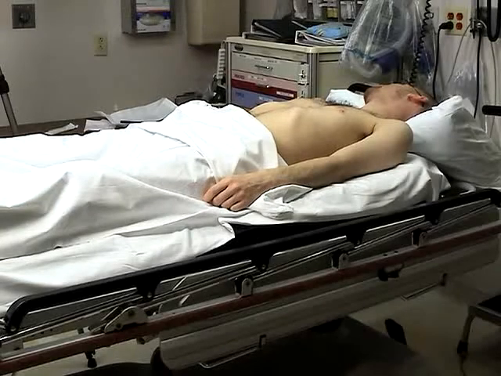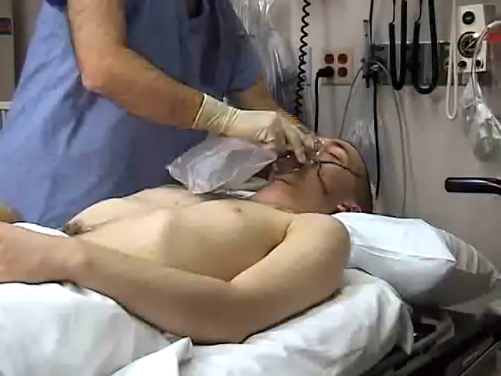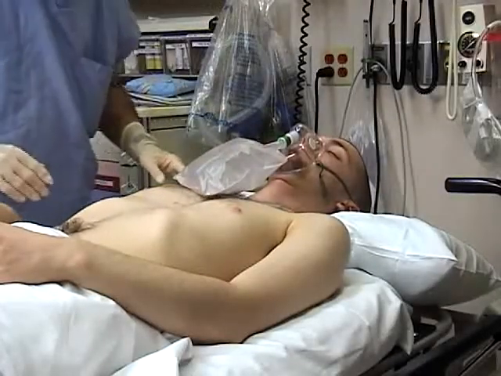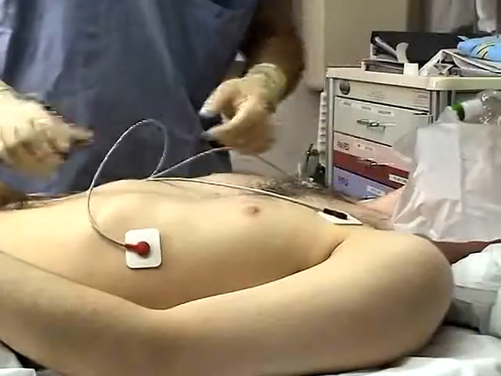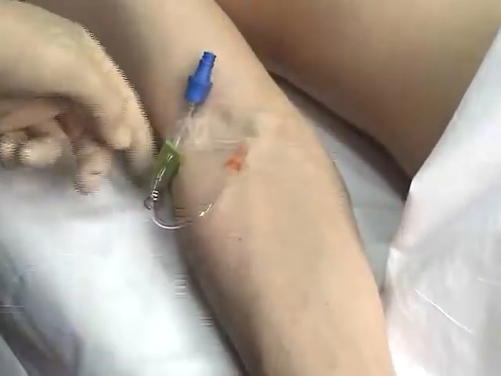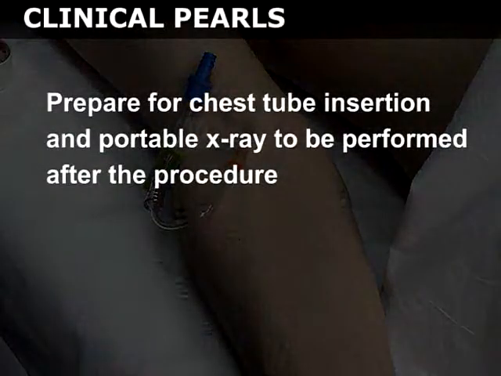Position the patient supine on a stretcher. Briefly explain the procedure to the patient if he is conscious. As you prepare for the thoracostomy, have other members of the care team place the patient on oxygen and a cardiac monitor, and establish large-bore intravenous access. Preparations for chest tube insertion and portable radiography to be performed after the procedure should also be made.